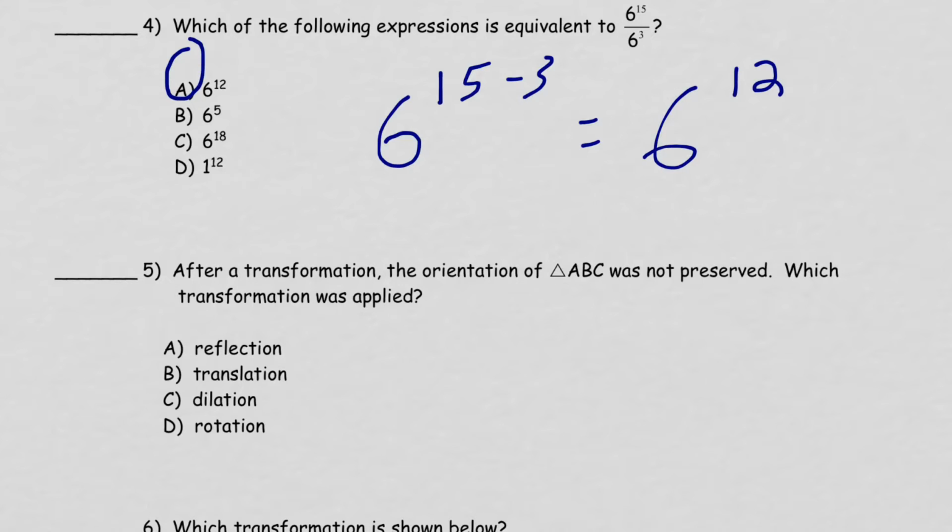And then the next one says that the orientation of triangle ABC was not preserved. And we know that the only transformation that does not preserve orientation is a reflection. So this one has to be a reflection.